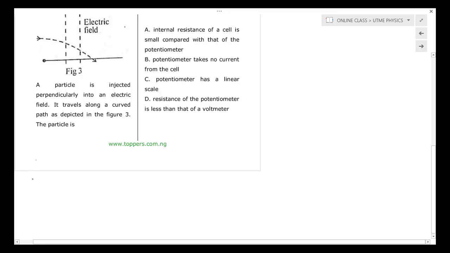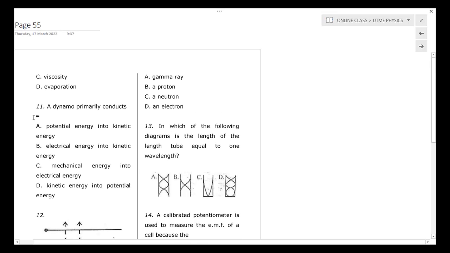Oh, this is the solution to UTME 2015 Physics questions 11 to 20. Let's look at number 11.